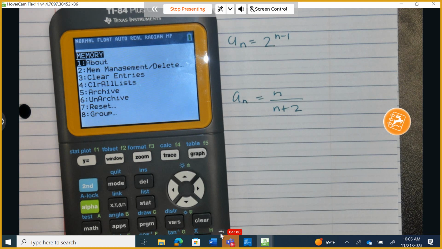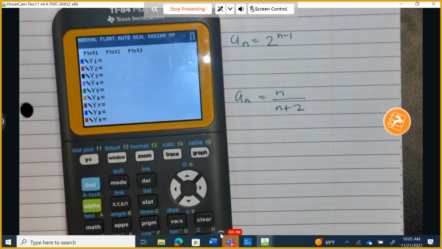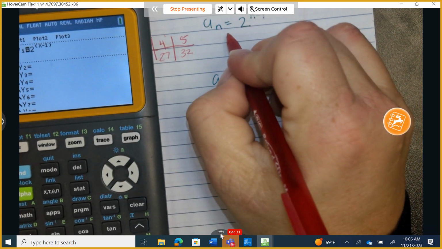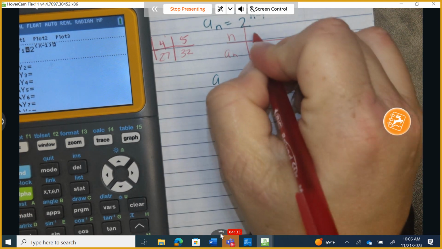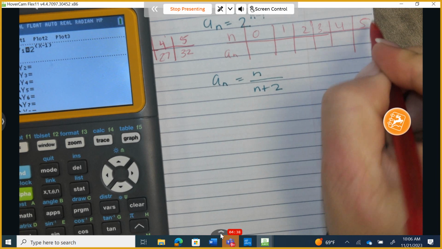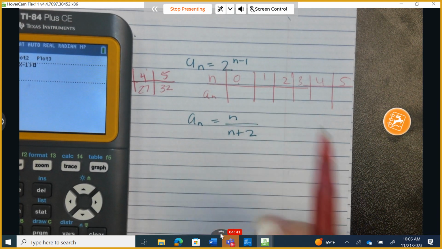Okay, let's do the next one. Go up to y equals, and now we're going to go 2 raised to the x, subtract 1. Then I want you to make your little table, please, like I did before, with your a sub n and your n's. I'm going to do that off to the side: 0, 1, 2, 3, 4, 5. You need to ask, do you want to start at 0 or do you start at 1? That's the one thing you do need to ask him.